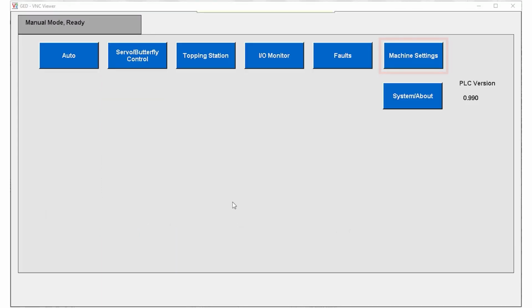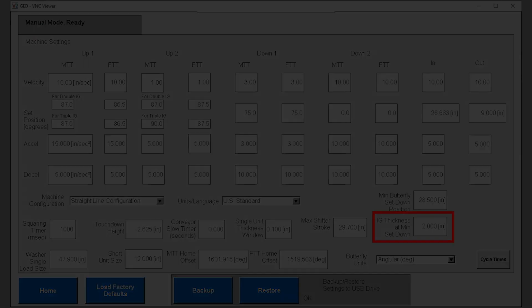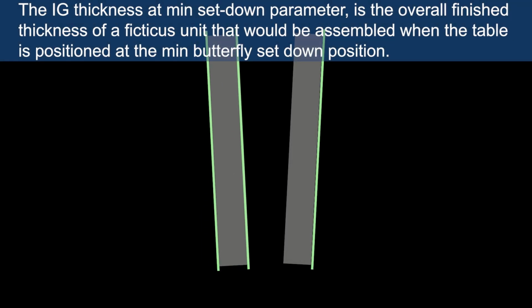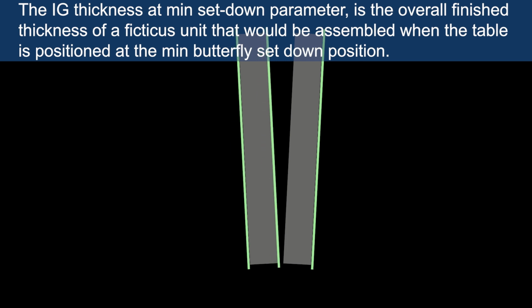After the minimum butterfly set-down position is set, the next parameter to set is the IG unit thickness at min butterfly set-down. The IG thickness at min set-down parameter is the overall finished thickness of a fictitious unit that would be assembled when the table is in position at the minimum butterfly set-down position. So now the machine knows the thickness of a unit that would be assembled at the minimum set-down position.